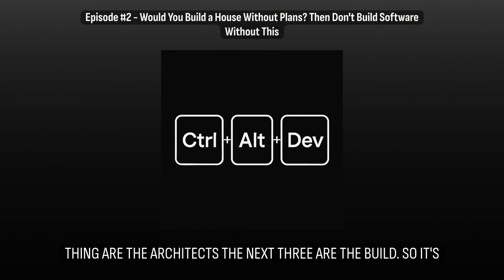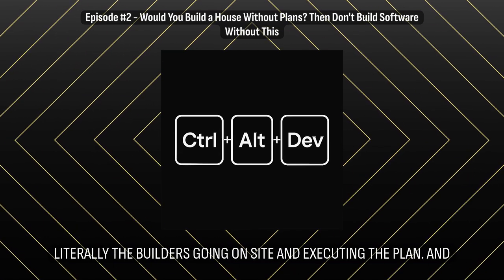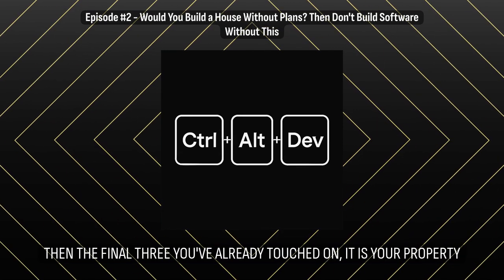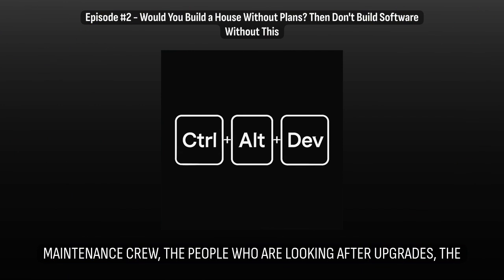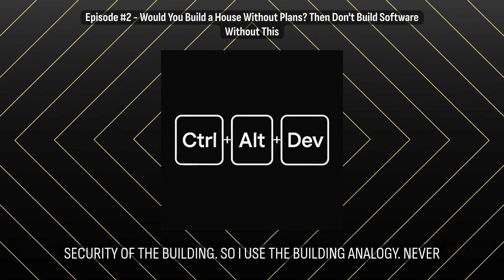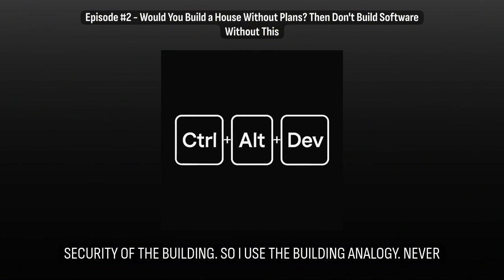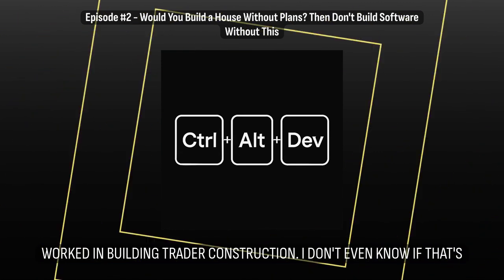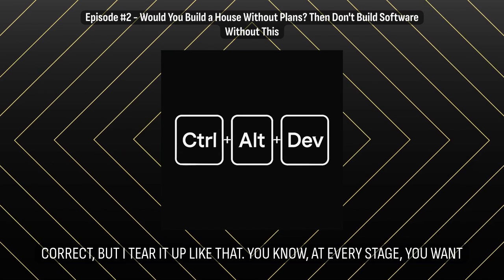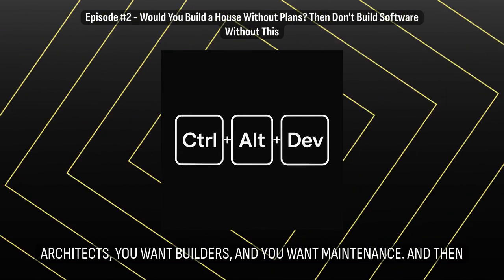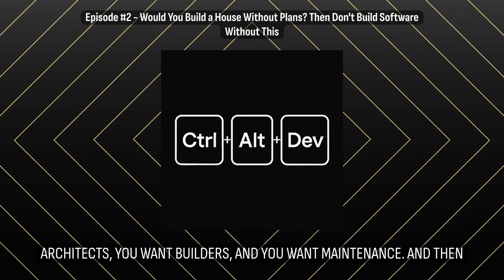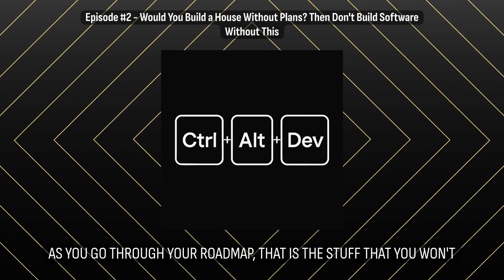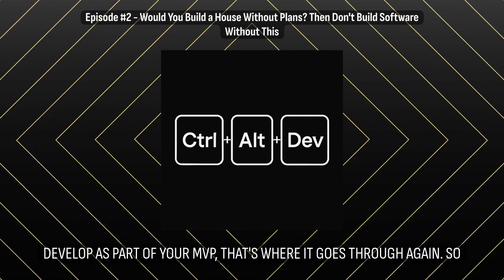So the first 3 steps of our process are the architects. The next 3 are the build, so it's literally the builders going on site and executing the plan. And the final 3, as you've already touched on, is your property maintenance crew, the people looking after upgrades and the security of the building. I use the building analogy. I've never worked in the building trade or construction, and I don't even know if it's correct, but I lay it out like that. At every stage you want architects, builders, and maintenance. And then as you go through your roadmap, that is the stuff that you won't develop as part of your MVP.